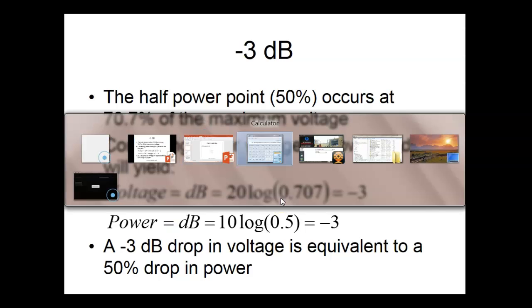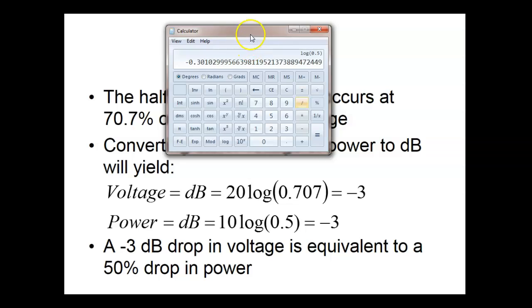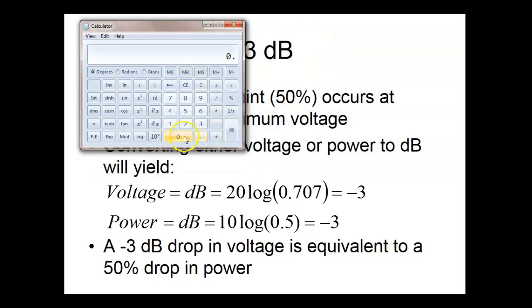Yeah. So if I come over here and I do these logs, and I take 0.707, and then I take the log of that, and then I multiply that by 20, I get minus 3 dB, which is voltage, right? You understand? If I take 0.5, and I take the log of that, and multiply that by 10, so this is power, I get minus 3 dB. So it's minus 3 dB on the voltage, and minus 3 dB on the power, right? You understand what I'm saying? Yes or no?